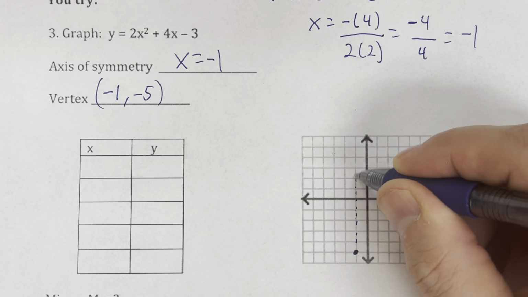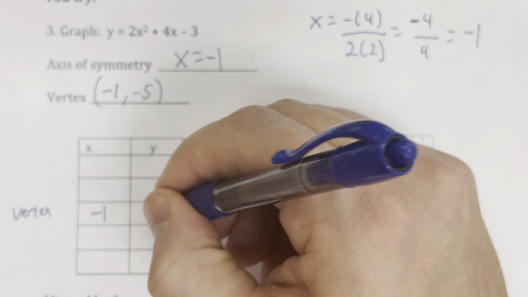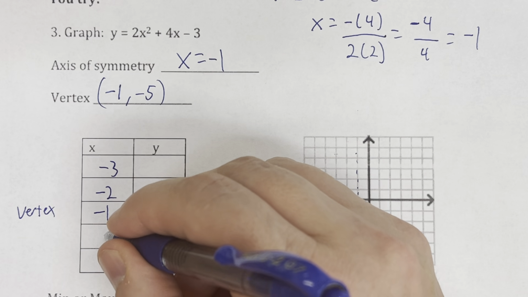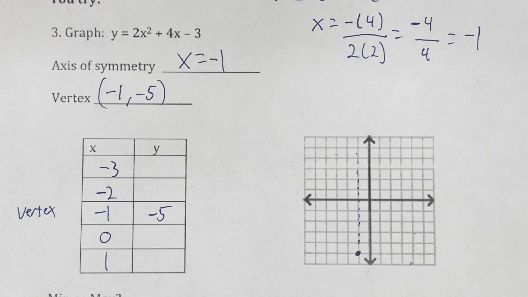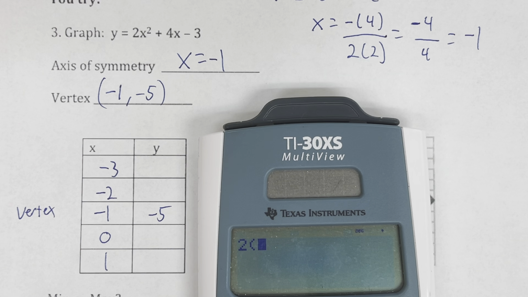There's my axis of symmetry. Vertex in the middle. -1, -5. Some numbers smaller, -2, -3, 0, and 1. And we will plug those values in. So first one, 2 parentheses, -3 squared plus 4 parentheses, -3 minus 3. We got 3.